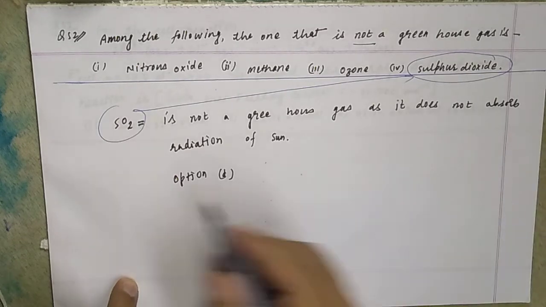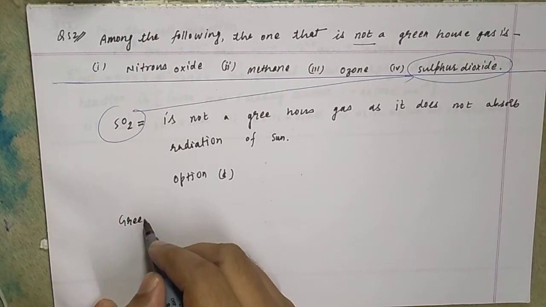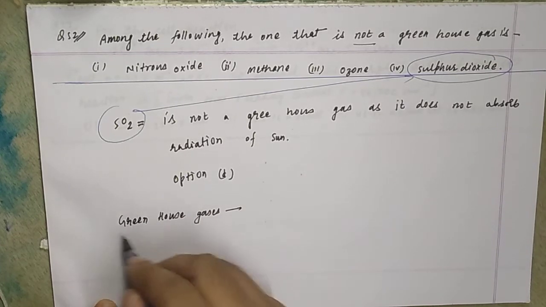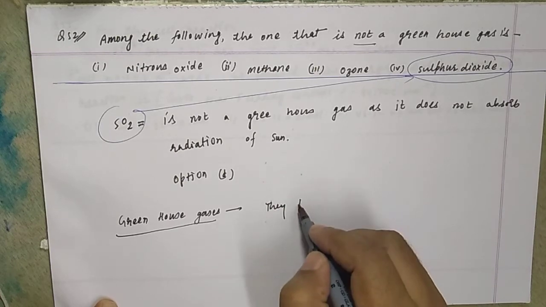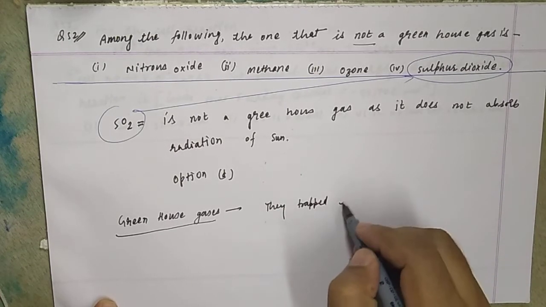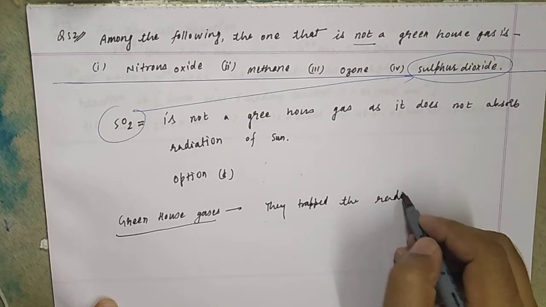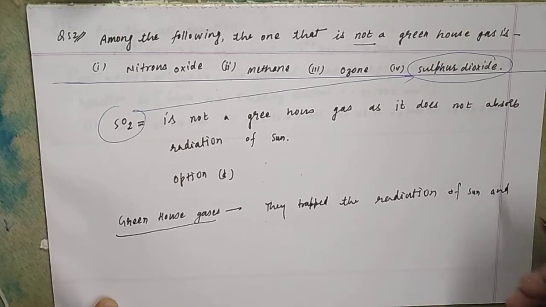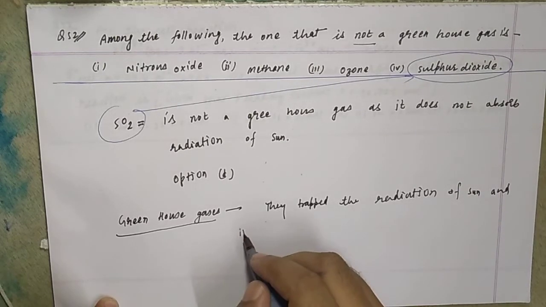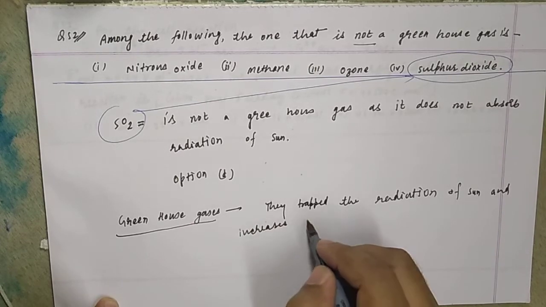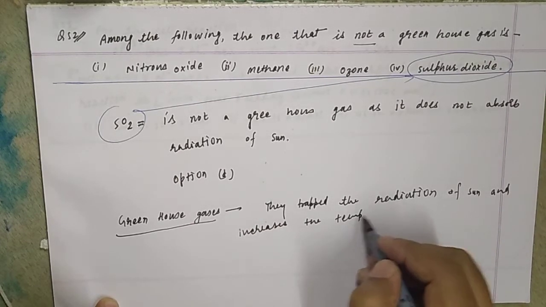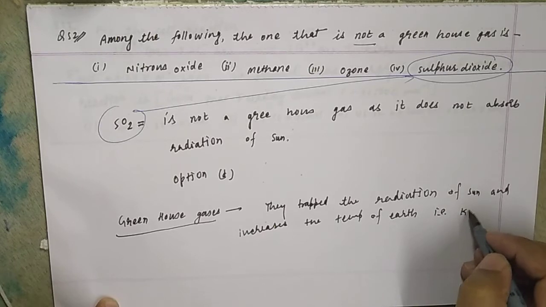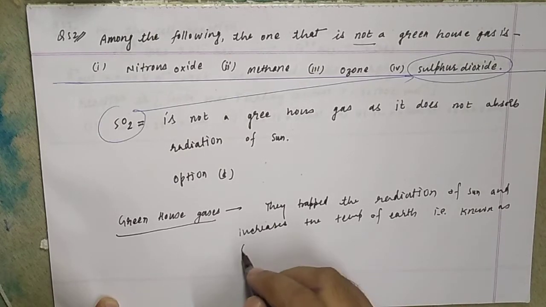Now, what are greenhouse gases? Greenhouse gases trap the radiation of the sun and increase the temperature of the earth. That is known as global warming.